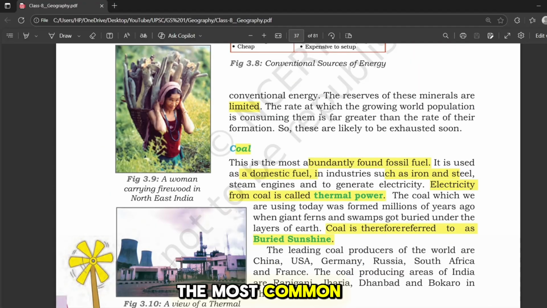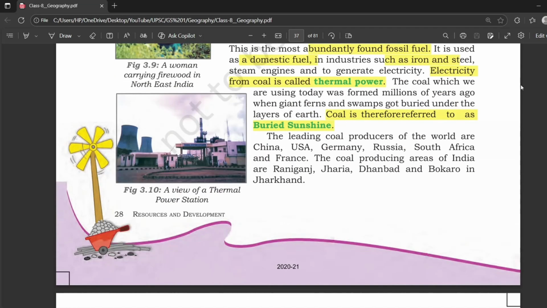Coal is the most common fossil fuel. We use it for domestic purposes and in industries like iron and steel. Electricity from coal is called thermal power. And you know what? Coal is also called buried sunshine because it formed from ancient plants that once captured sunlight.